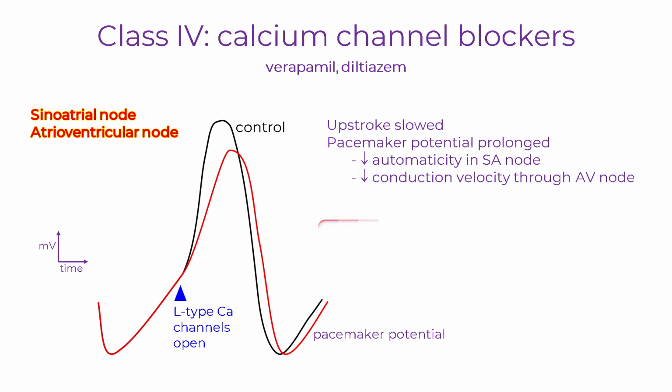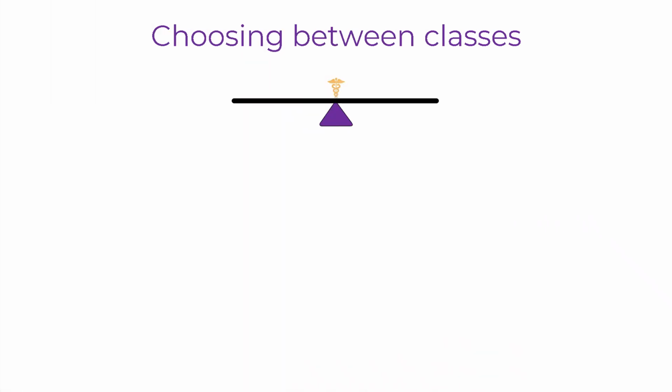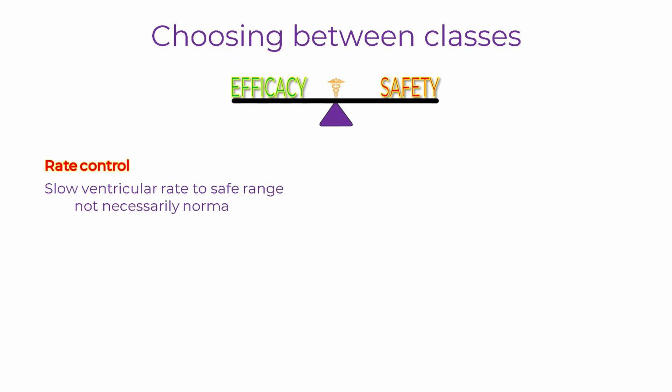Clinically, they are used primarily for rate control in supraventricular arrhythmias, including atrial fibrillation and atrial flutter. In clinical practice, selecting an antiarrhythmic drug involves balancing efficacy against safety. Rate control strategies aim to slow the ventricular rate to a safe range without necessarily restoring normal rhythm. They commonly rely on class 2 or class 4 drugs.